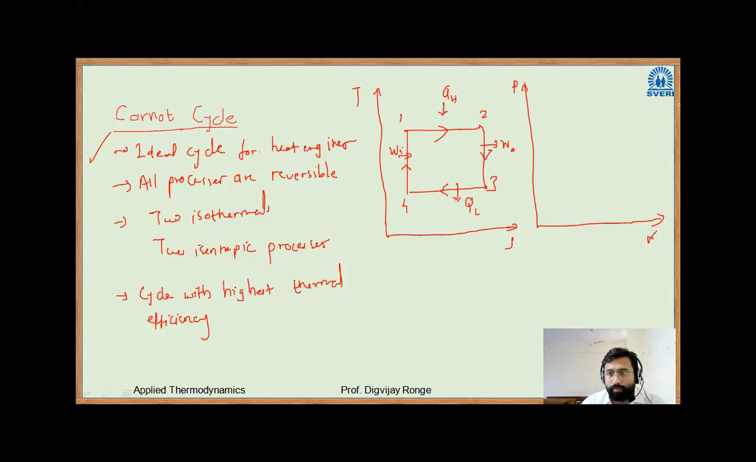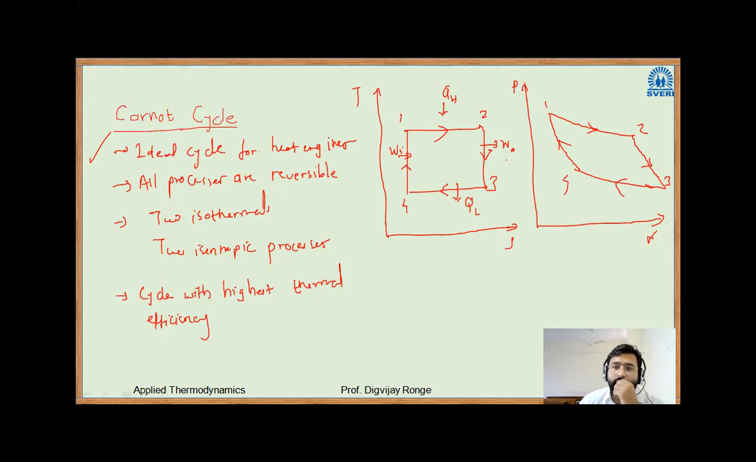If I want to show this process on a PV diagram, it will look something like this. Okay, 1 to 2 to 3 to 4. 1 to 2 is again isothermal, 2 to 3 is isentropic, 3 to 4 is isothermal, and 4 to 1 is isentropic. Okay.